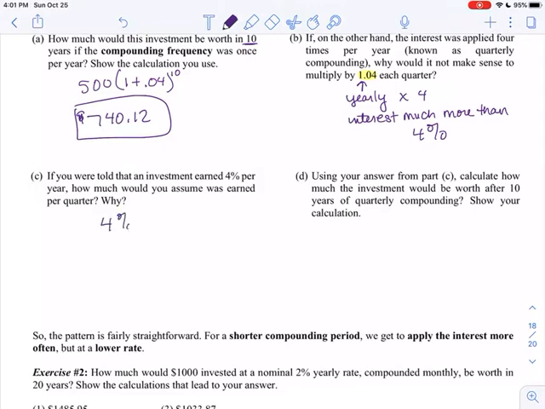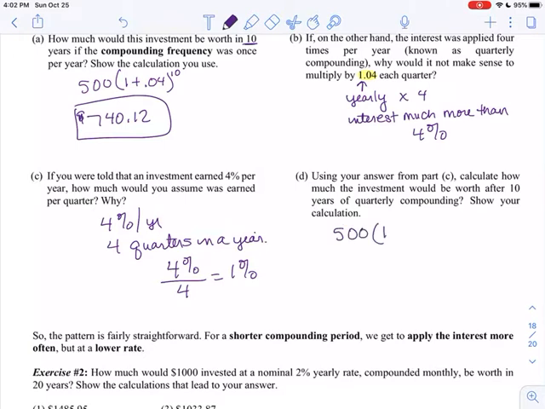This is sort of taking us through what we're eventually going to do. If you were told that an investment earned 4% per year, how much would you assume was earned per quarter? There are 4 quarters in a year, so it makes sense to take that 4% and divide by 4, which gets 1%. So using that answer, let's calculate how much the investment would be worth after 10 years of quarterly compounding. Show your calculation.